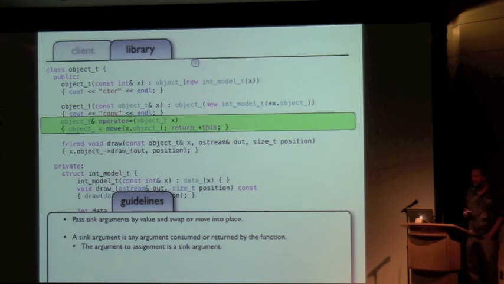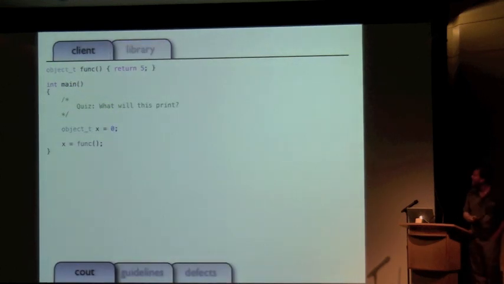The way I like to say this is, if you're going to copy the object anyway, get that copy into the signature of the function where the compiler can see it and know that it can do an elision. Exactly. Okay? So if you're going to do a copy anyway, lift it up into the signature. How many people know this? Pretty good. About half. So somebody's learning something. Okay. So now what's this going to print?